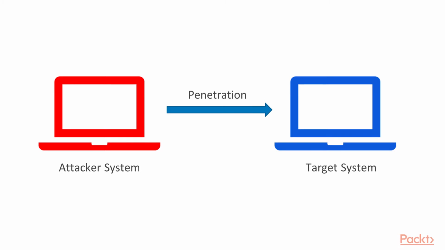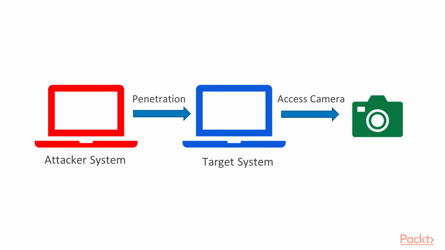The first task is basically to attack the target system, or you can say penetrate the target system using an attacker system, and we are using Kali Linux as an attacker machine. So Kali Linux is attacking the target system. First of all, we need to penetrate it, and then after the penetration, we need to access the camera which is connected with the target system. So this is a complete setup, and this is the complete scenario of this section.